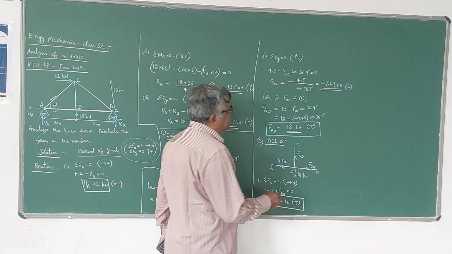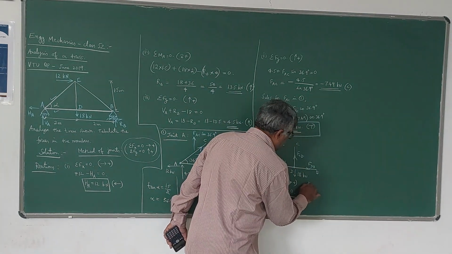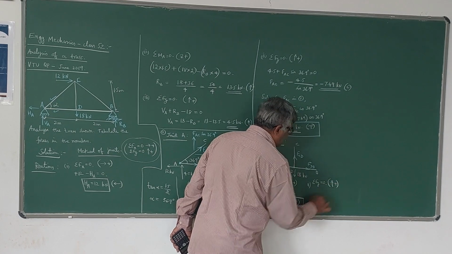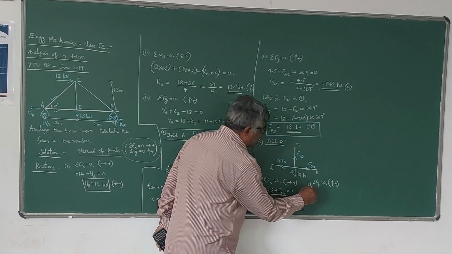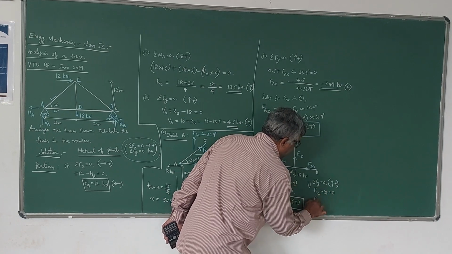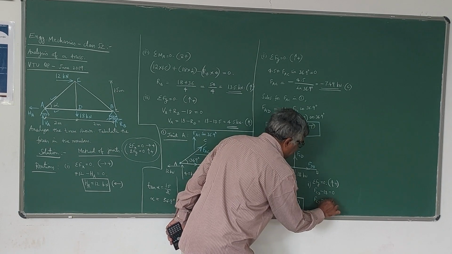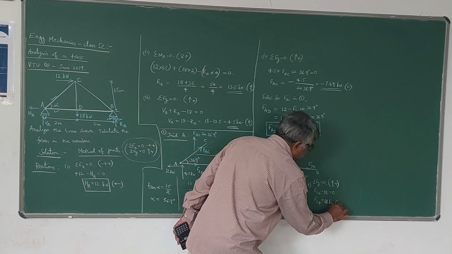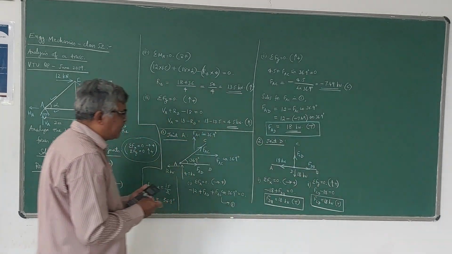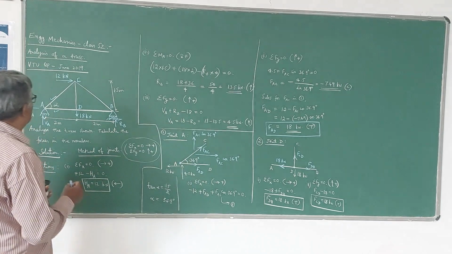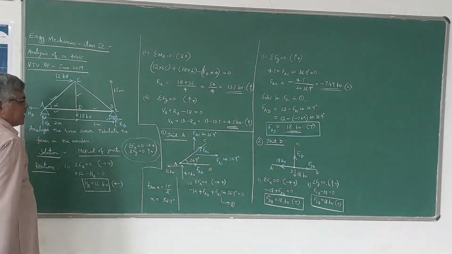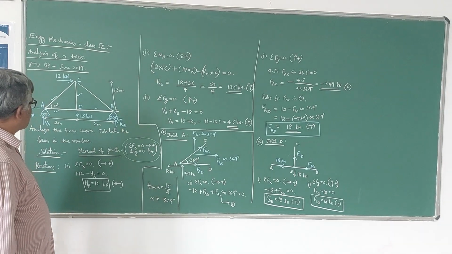Next, use the second equation, which is sigma Fy is equal to 0. Upward force is positive, downward negative. So only 2 are there here. FCD minus 18 is equal to 0. Therefore FCD is equal to 18 kilonewton. So this is also tensile because we got positive value. So now we got the forces in these two members. This we got 18, this also we got 18. So both are tensile.